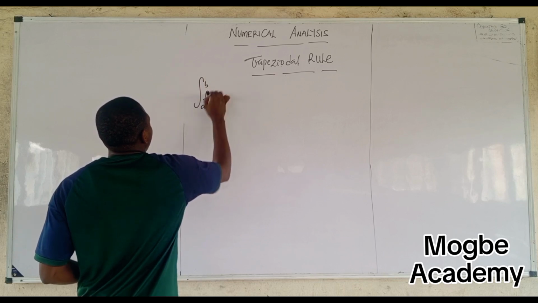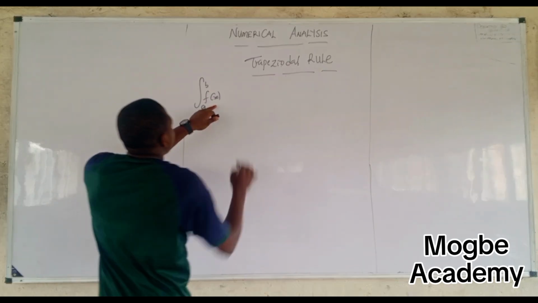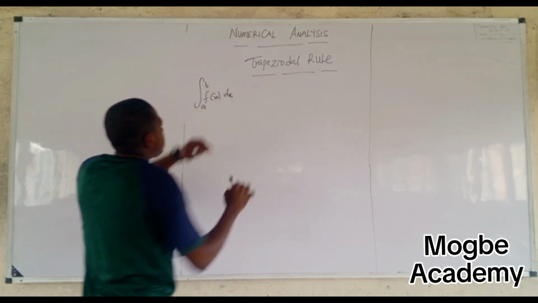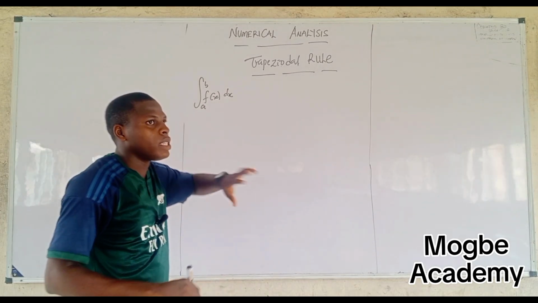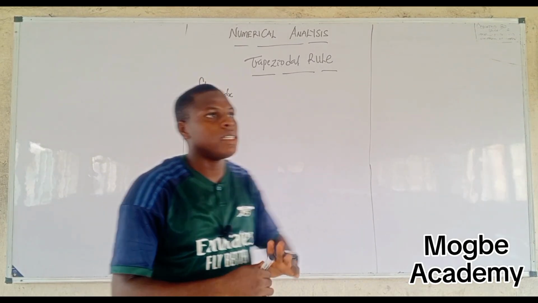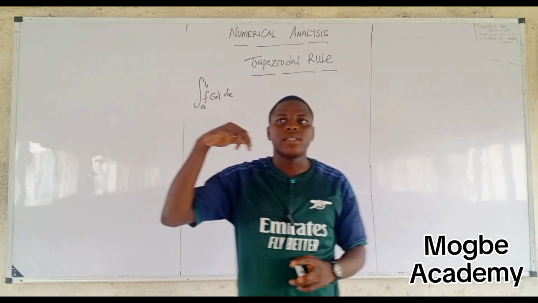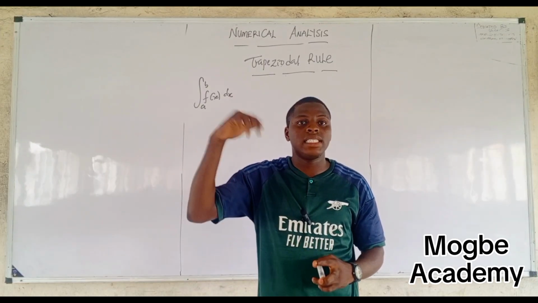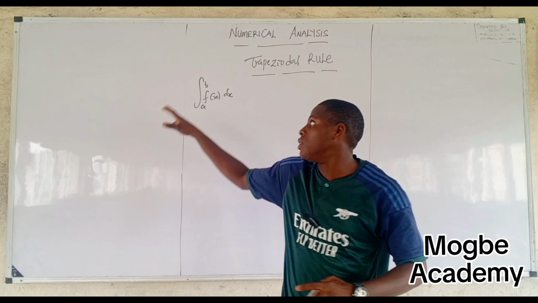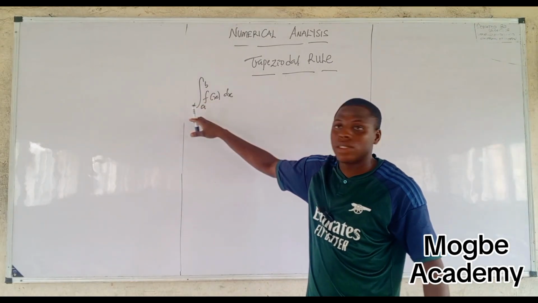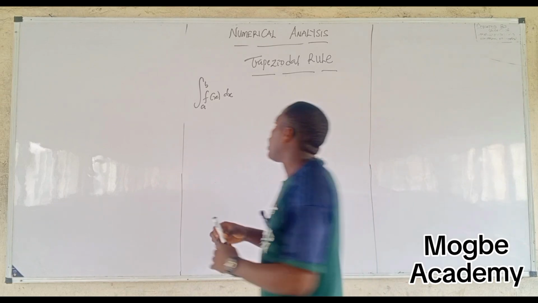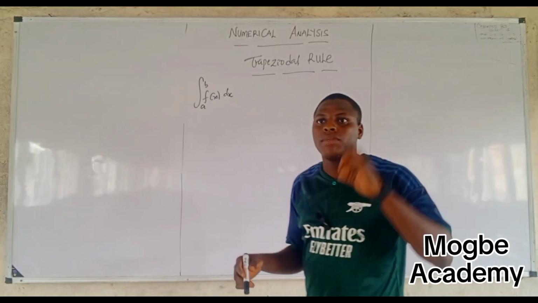Now, basically, if you have a function f of x from a to b, and you're integrating this function with respect to x, are we together? What you have here is a definite integration. From our elementary maths, a definite integration is an integration with boundary conditions. So we are seeing the higher boundary and the lower boundary. Are we together? Now, how do you apply the trapezoidal rule?